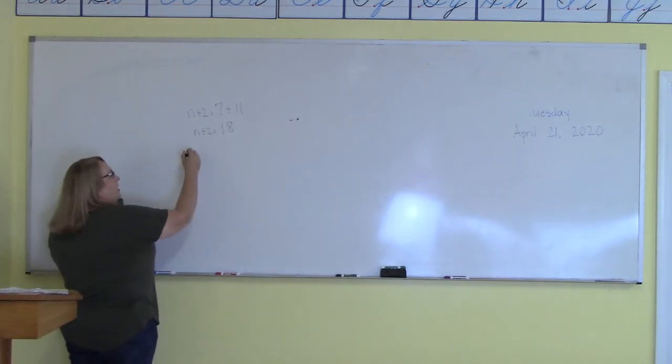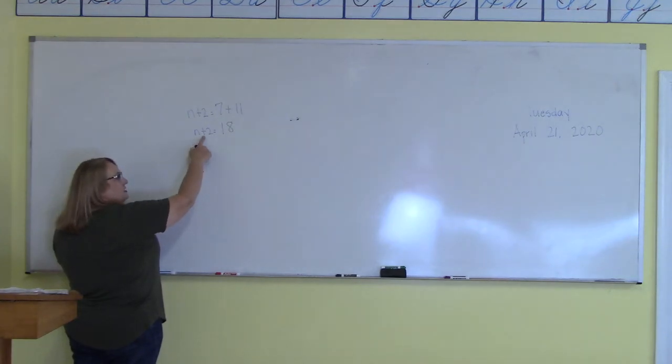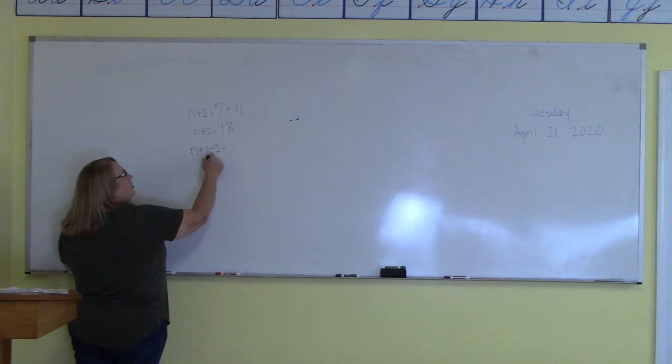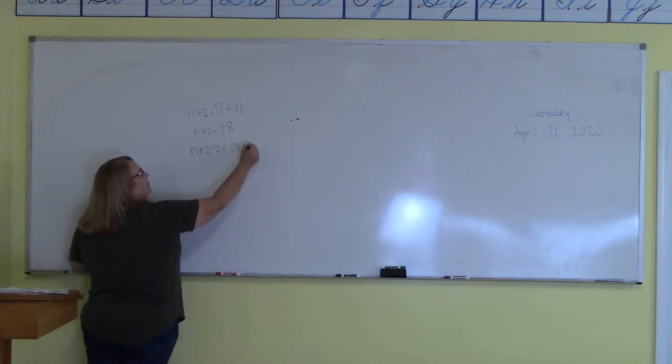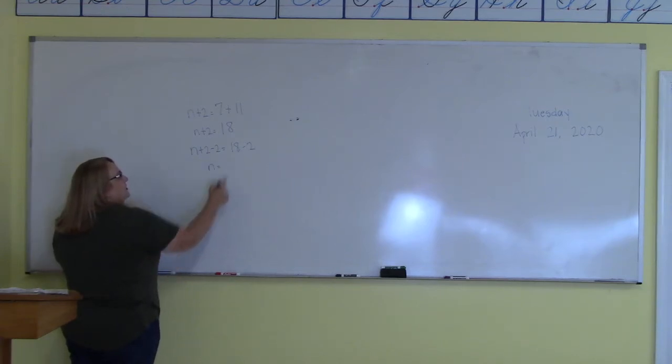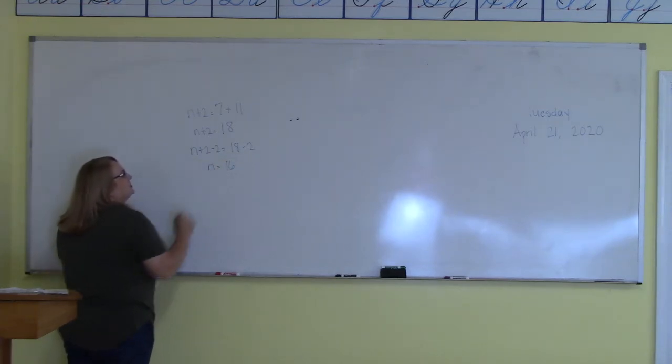Okay, we have to get n by itself, so we're going to do the opposite. So we have n plus 2, now we're going to subtract 2. What we do to one side, we do to the other. 2 minus 2 gets n by itself. 18 minus 2 is 16.